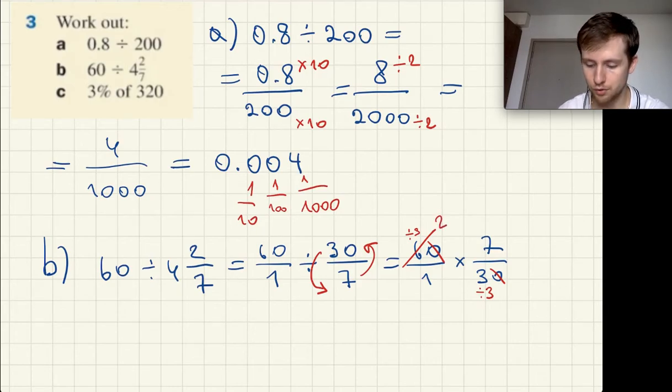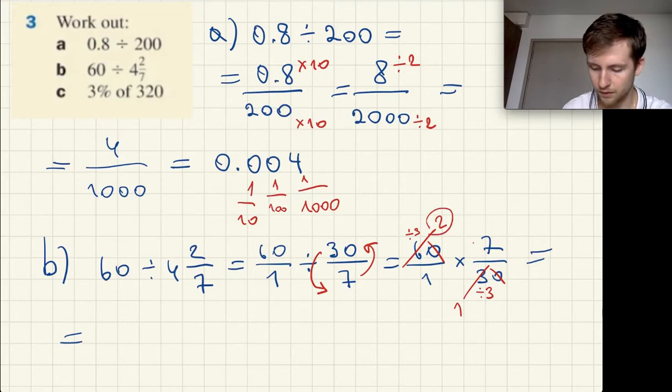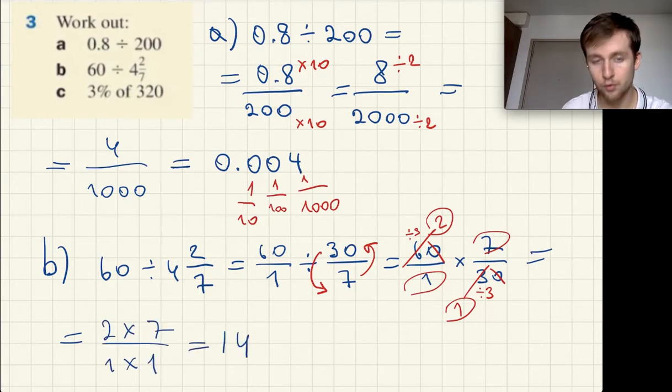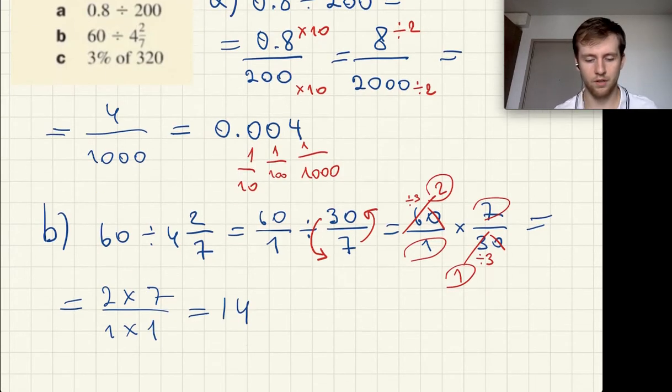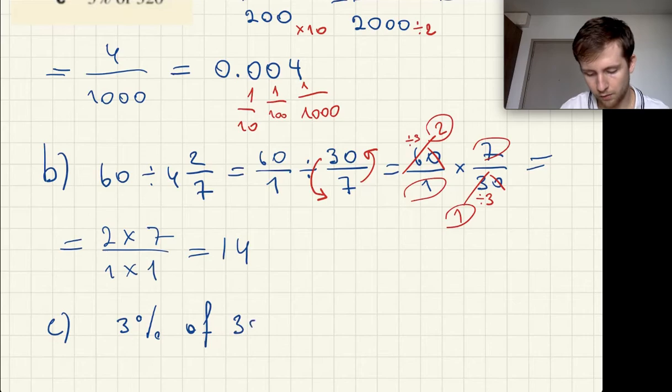6 divided by 3 is 2. 3 divided by 3 is 1. So what we have left is 2, here we have 7, 1 and 1. So it's 2 times 7 over 1 times 1, which is equal to 14. This is our answer. And finally, in C, we have to find 3% of 320.